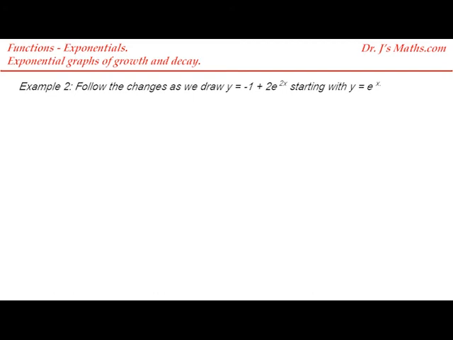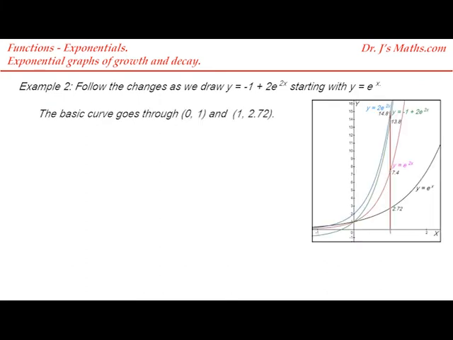In the second example, we're going to start with y equals e to the x and see what happens when we try to draw the graph of y equals minus 1 plus 2e to the 2x. The basic y equals e to the x curve is the lowest one of the ones in the diagram, and we can see that it goes through the points 0, 1 and through 1, 2.72. Now when we apply the transformation of squaring the e term to make it e to the 2x, then we square the 2.72, which gives us 7.4.